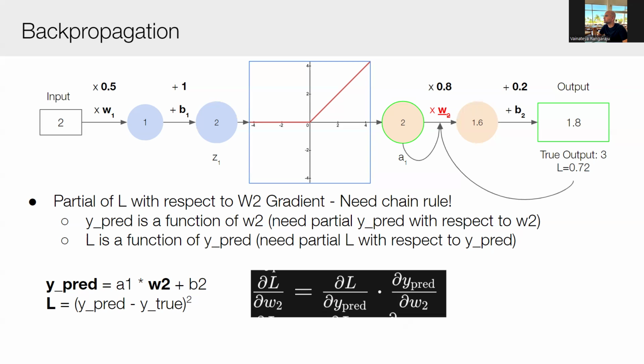Does this idea of using the chain rule to find the gradient we're looking for make sense to everyone here? If not, I'm more than happy to go a little bit deeper into it.